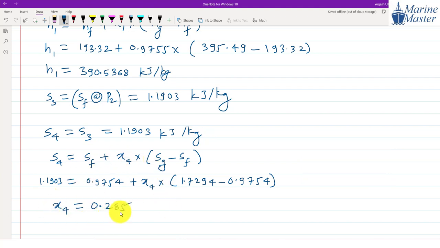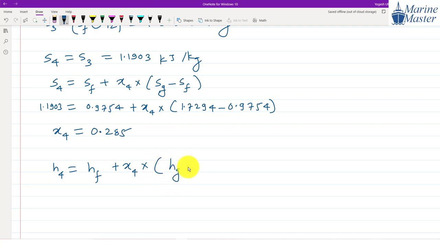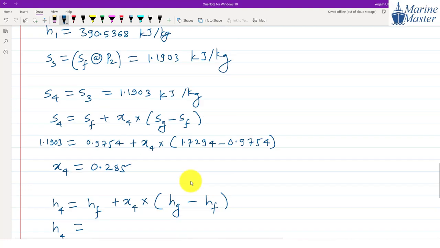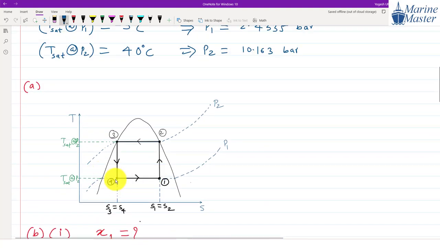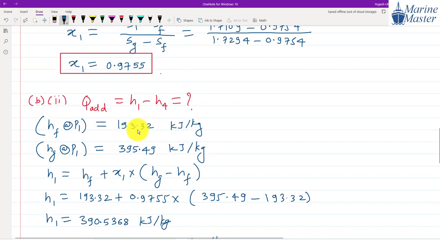Now why did we get the value of x4 guys? With the help of x4, we are going to find out h4. The state of point 4 is wet vapor. And for wet vapor, the relation is h4 equals hf plus x4 into hg minus hf. hf is how much guys? At what pressure do we have to consider hf? The pressure of point 4 is P1. So hf and hg we have to consider at the P1 pressure.